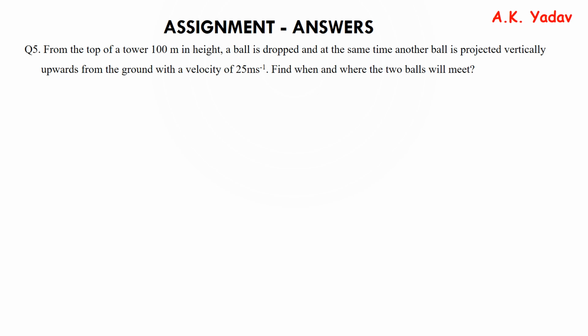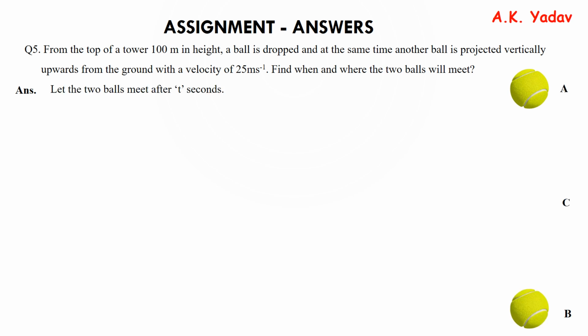Question number 5. From the top of a tower 100 meter in height, a ball is dropped and at the same time another ball is projected vertically upwards from the ground with a velocity of 25 meter per second. Find when and where the two balls will meet. So this is ball A and this is ball B, and this is the point at which we suppose that the balls are meeting after t seconds.